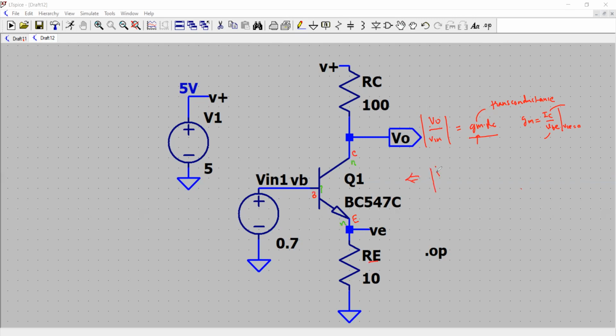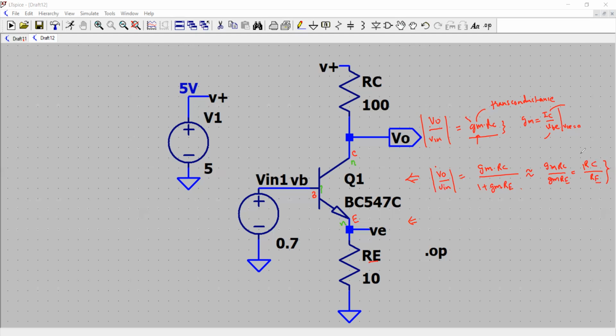For this circuit, your gain is essentially GM times RC divided by 1 plus GM times RE. Assuming that GM times RE is very much greater than 1, this approximates to GM times RC divided by GM times RE, which is equal to RC over RE. So if you compare this value of gain with the earlier one, for this circuit the gain is set by a ratio of resistors RC and RE. The gain is no more dependent on the transconductance GM of the transistor.